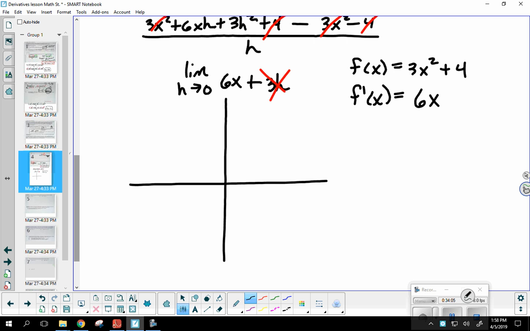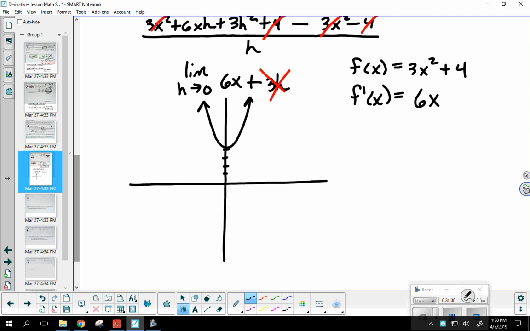Well, let me take a step back. Is that 3 a vertical or a horizontal transformation? It's vertical. So if I'm stretching it by 3, that's going to have the effect of making it skinnier. So we're going to expect a skinnier graph, up 4. 2, 3, 4. So let's say probably something like this.